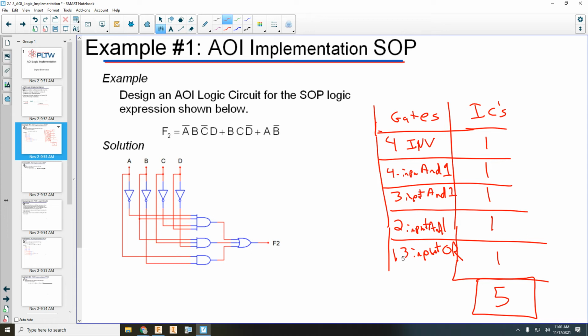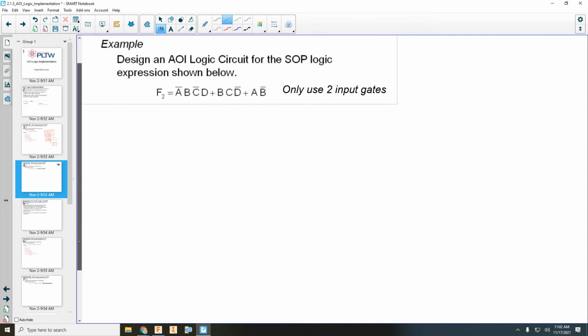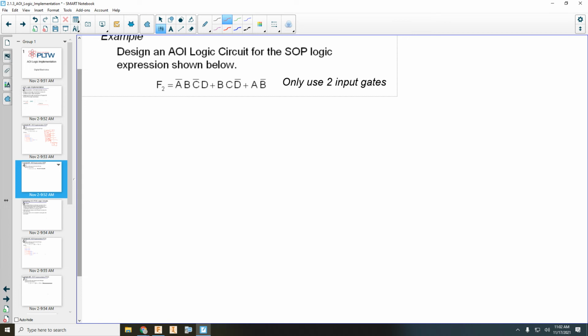What we do want to do is optimize it, and only use 2-input gates. Okay, so we'll sketch that out with 2-input gates.